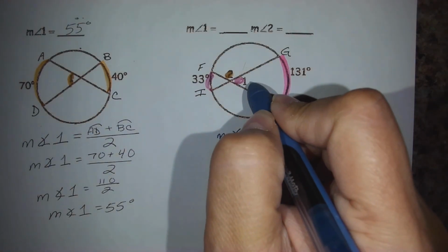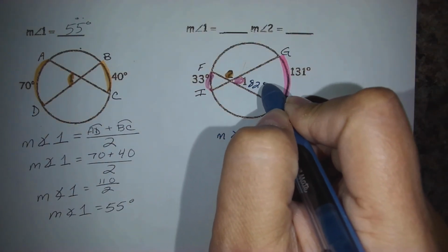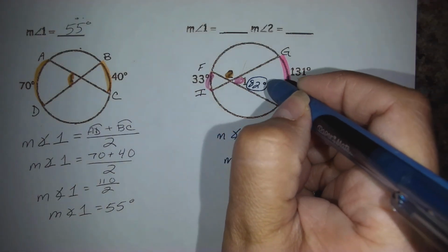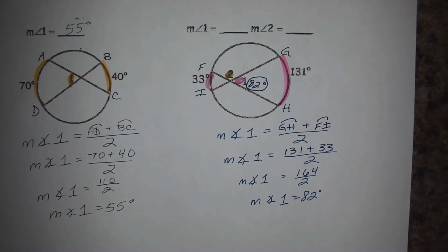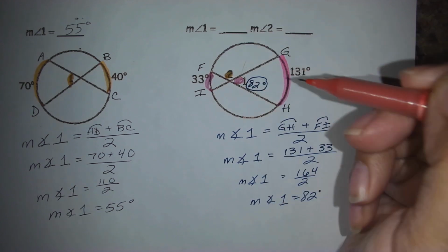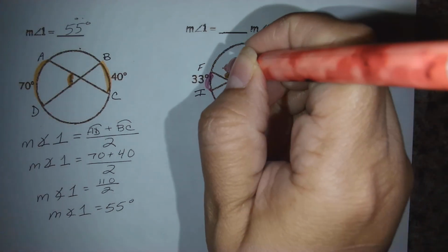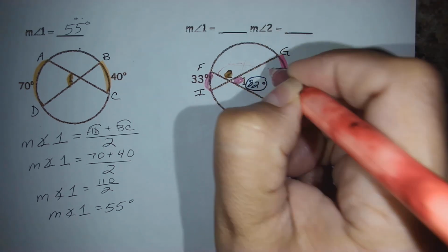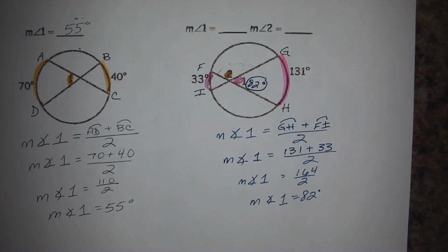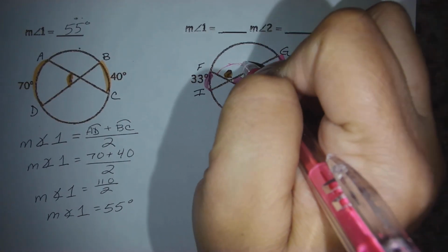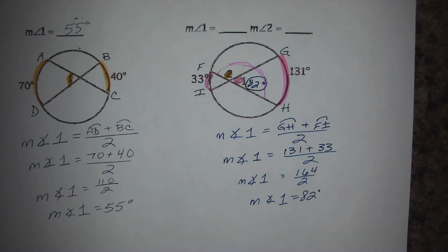So I know this angle right here is 82 degrees. I have a special relationship going on here. Do you see it? These two angles are a linear pair. So they make a 180 degree relationship. So this right here is 180 degrees.